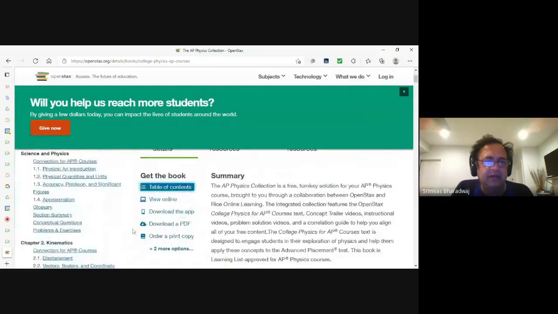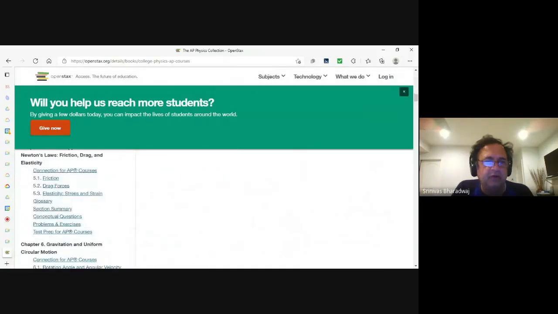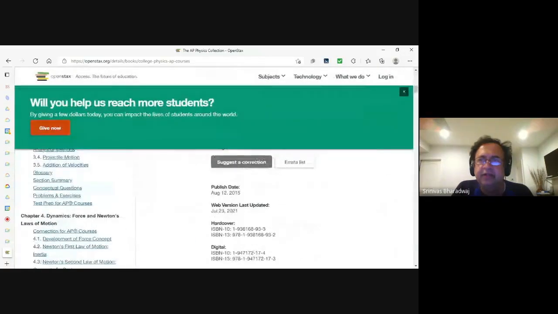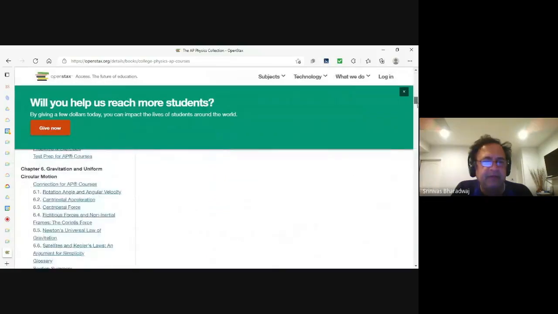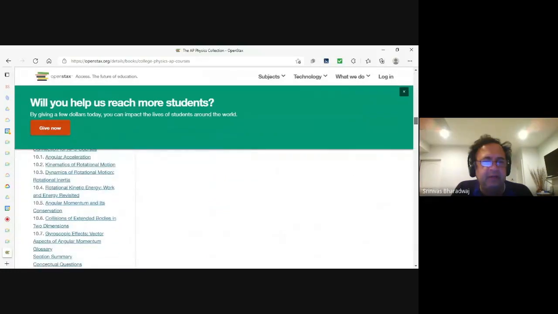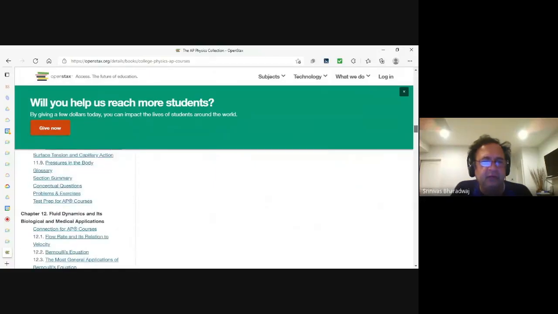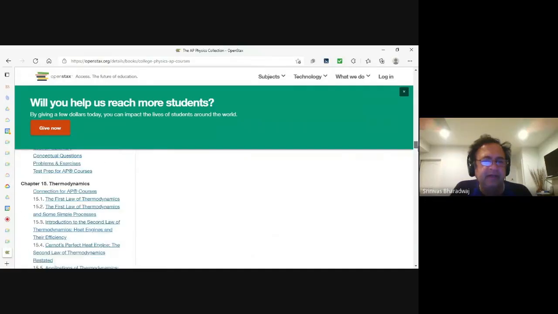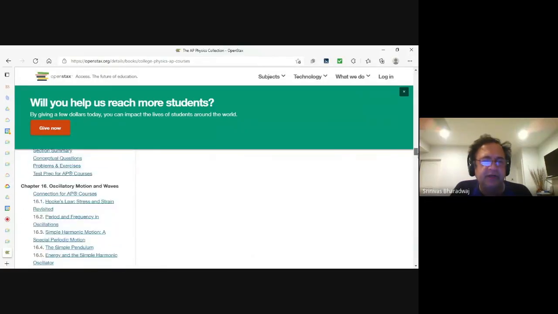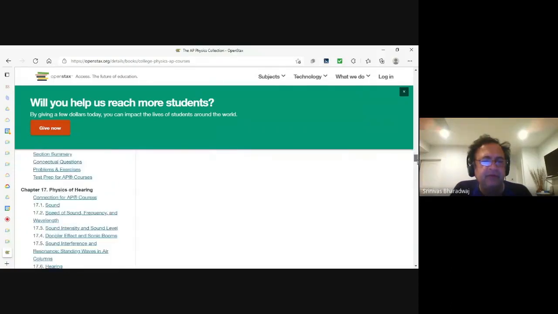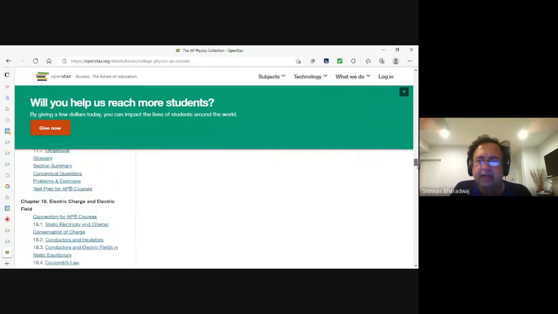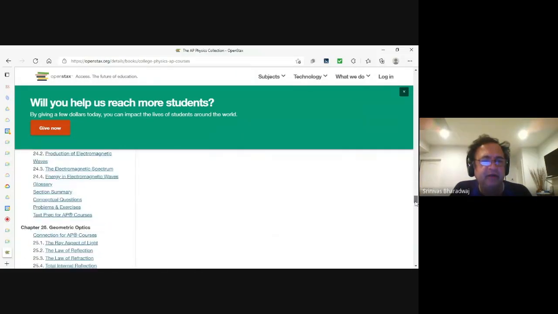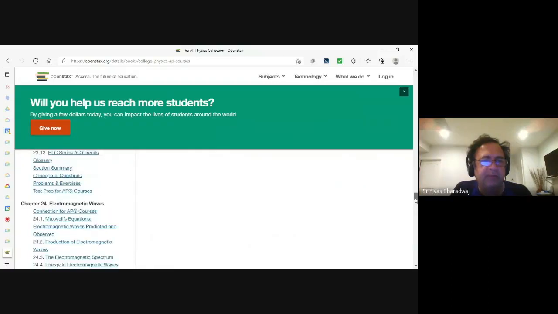It starts with physics and goes on to Newton's laws and dynamics, and then they go all the way: work, power, energy, linear momentum, fluid statics, fluid dynamics, heat, and then thermodynamics, oscillatory motion and waves, physics for hearing, and then electric charge, circuits, magnetism, Faraday, electromagnetic waves, and geometric optics.